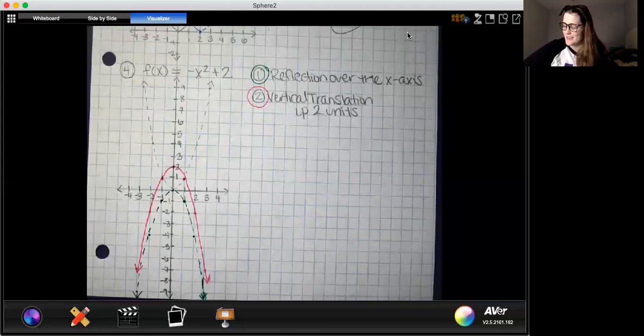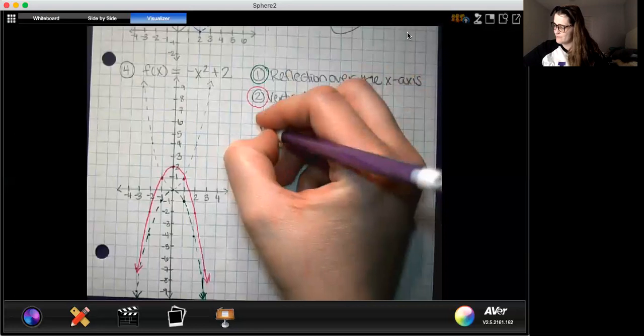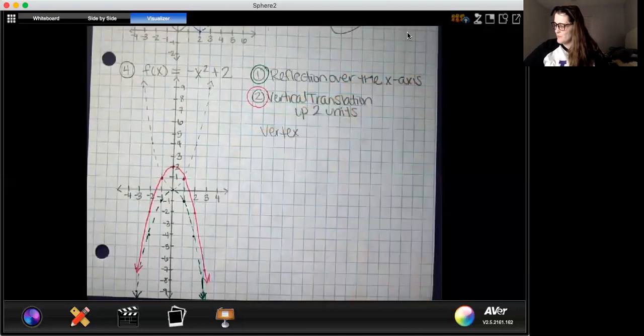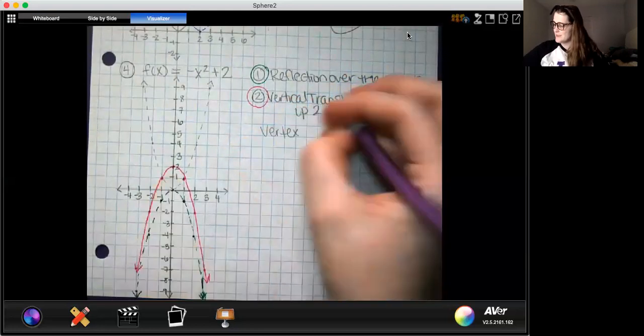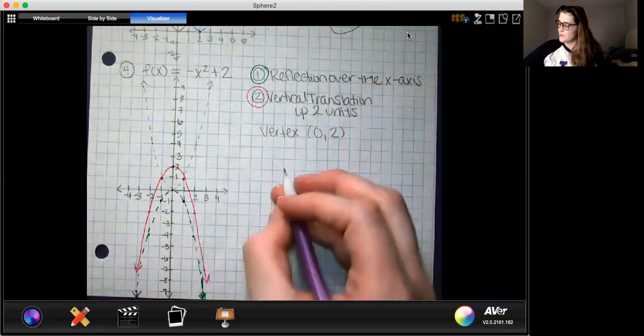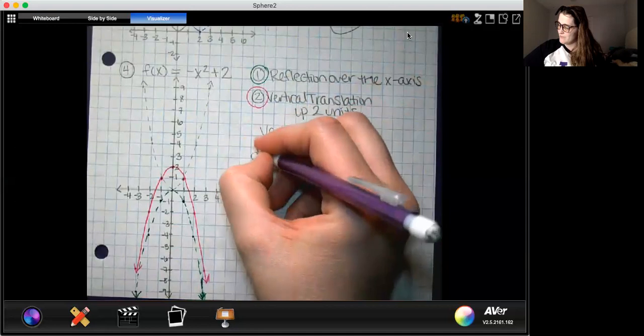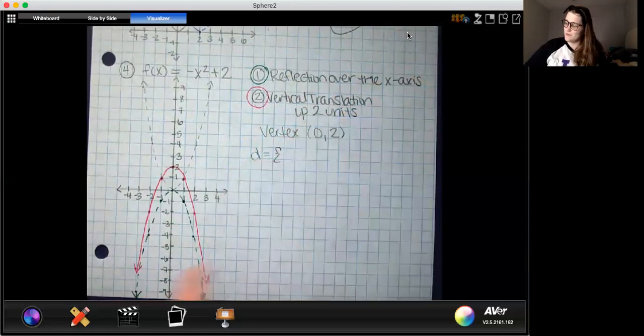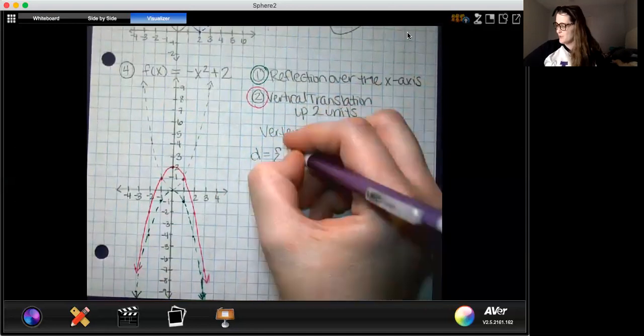Okay, let's go ahead and talk about our points. So thinking about our vertex is 0, 2. Now remember where those connections are. So first we have is our domain, which there's no restriction still, so all real numbers.